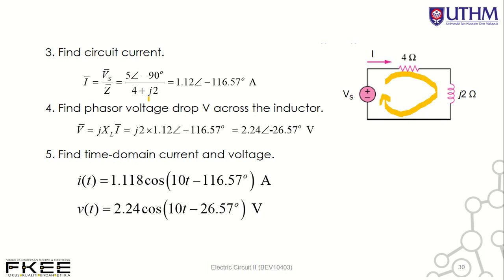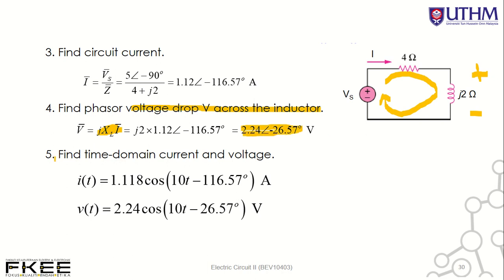You have V divided by Z, you can get a current. Okay, find the phasor voltage drop across the inductor. You have a current. How about the voltage drop across the inductor? V equals ZL times I. We have ZL, and then you multiply by the current, so you can get the voltage. This is in polar form, or in the frequency domain.